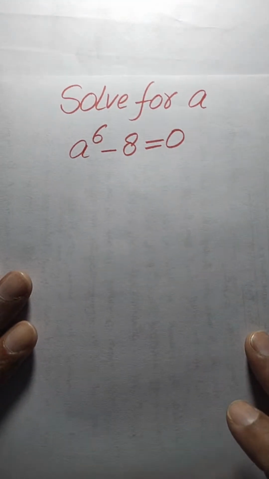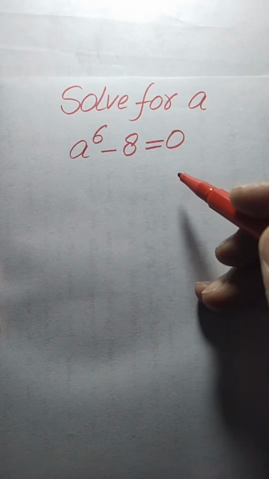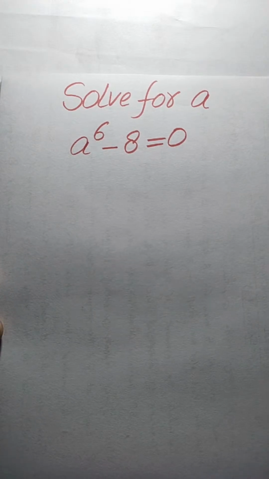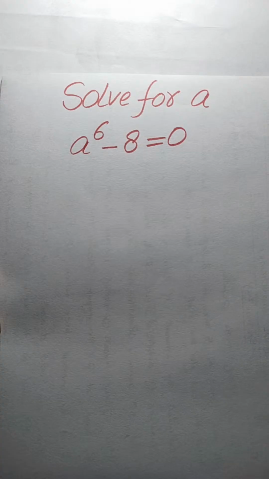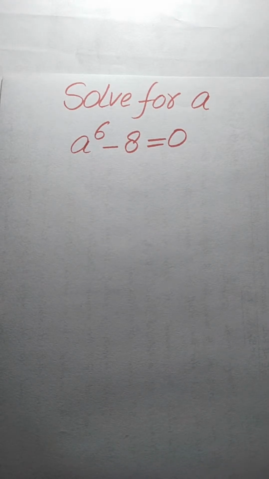If we have a to the power of 6 minus 8 is equal to 0, we solve this problem for all the values of a. So here first we need to find all the roots of this equation, and you see this equation has degree 6. So this means that we need to find all 6 roots of the given equation.